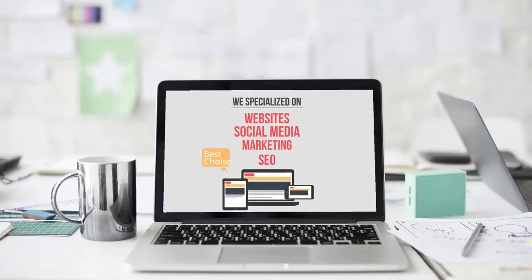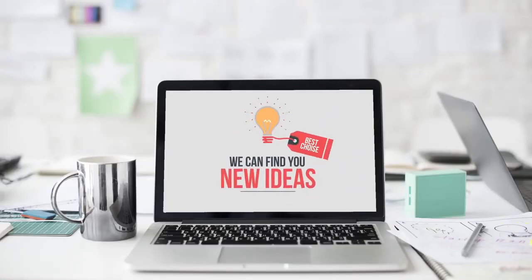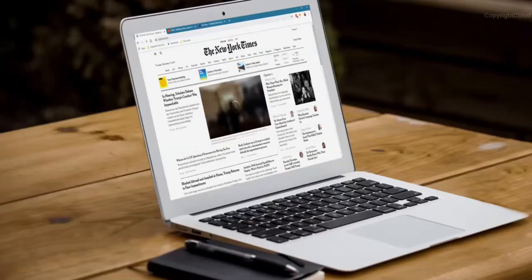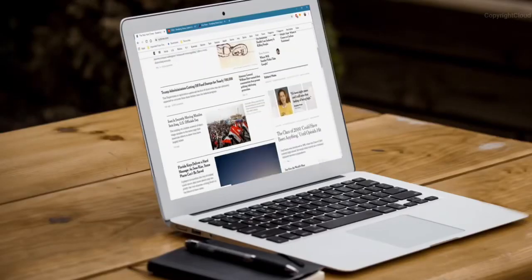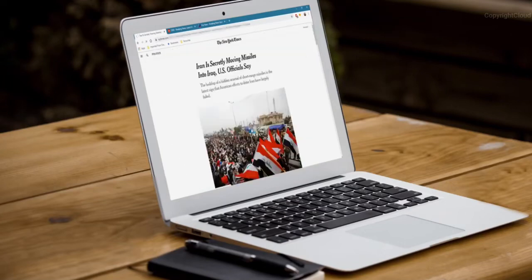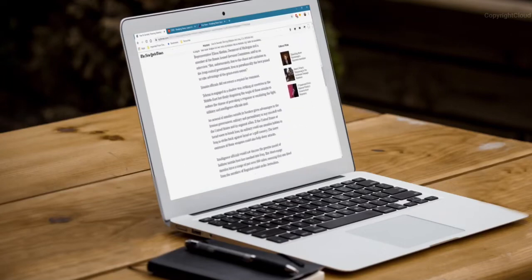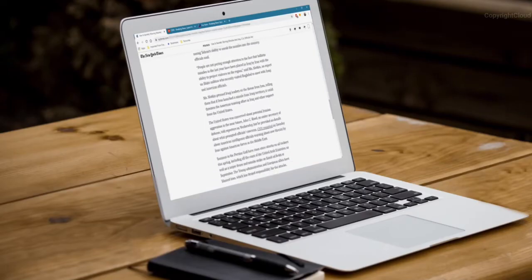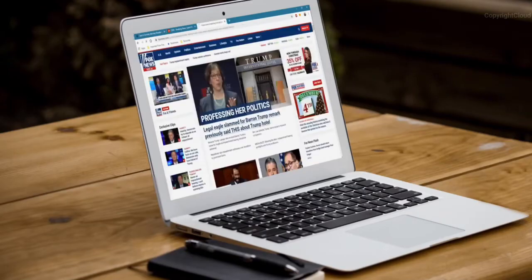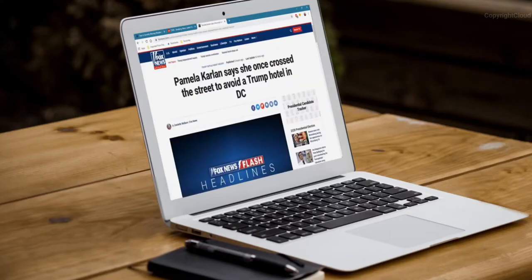The first mistake is ignoring list segmentation. Many users send blanket campaigns, which reduces engagement. Klaviyo Pro lets you segment by behavior, purchase history, and engagement level. For example, sending a cart recovery email to only those who abandoned products in the last 24 hours drastically increases conversion rates.